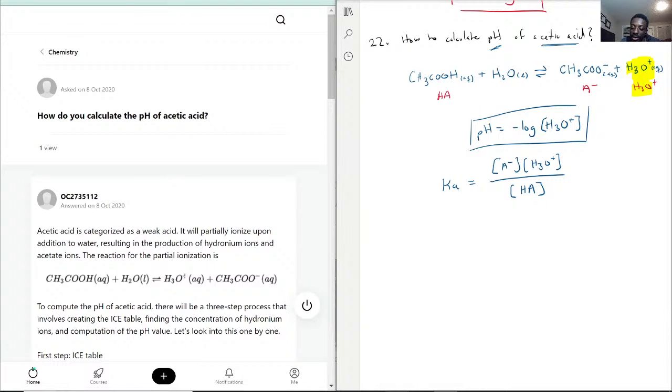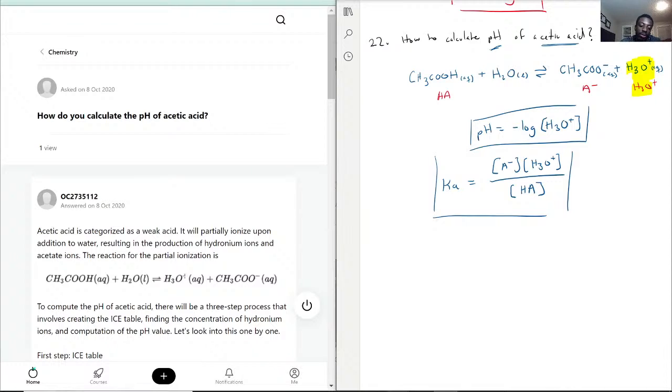Usually it's the aqueous stuff on the product over the aqueous stuff on the reactants. Water is not included because it's not an aqueous thing. It's actually just what the solution is dissolved in, like it's a water solution. So this is your second formula you need. Now, with these pieces, if you're given the concentration of HA, all you need is a Ka to be able to find out the concentrations of your products.